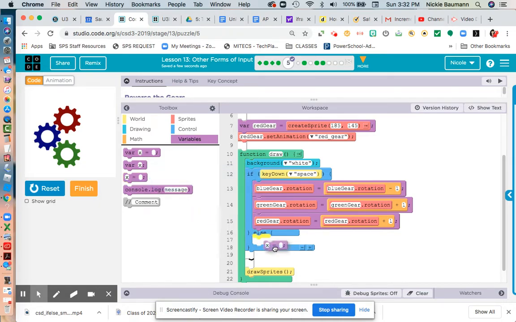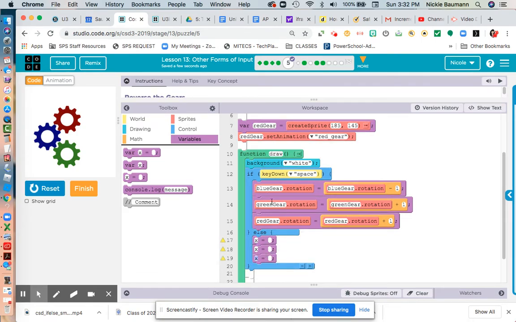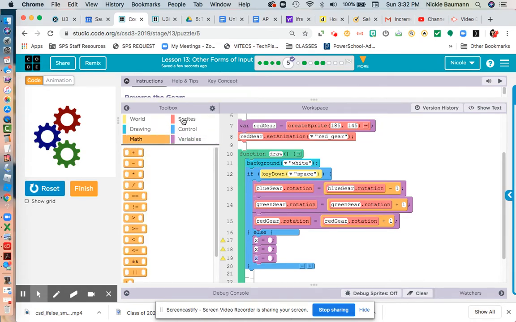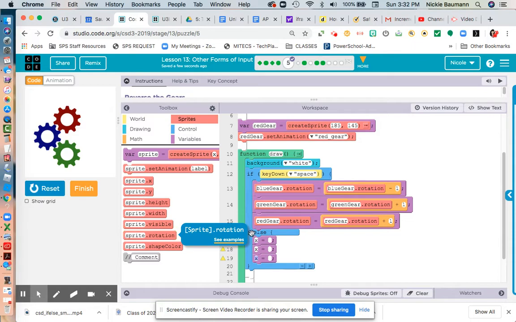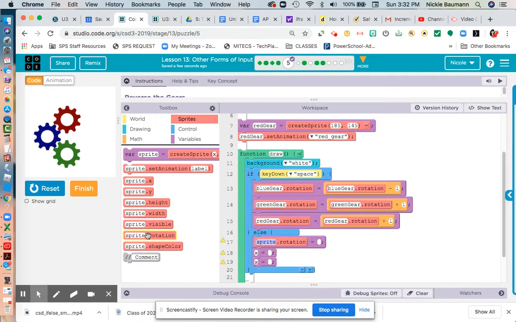So I'm going to find, I'm going to use this, and we need 3 of those because we need to do blue gear, green gear, and red gear. Okay. And then we need the rotation. So let's go ahead and find rotation. And I'm going to do them for all 3. And I need to do blue gear, green gear, and red gear.